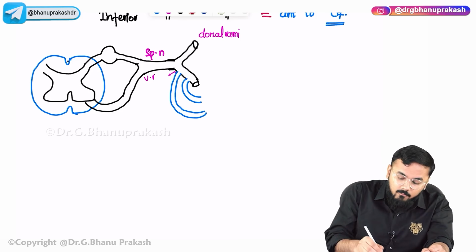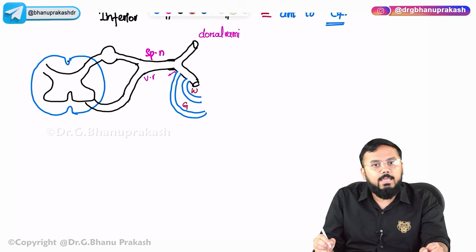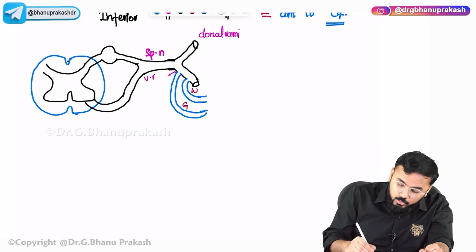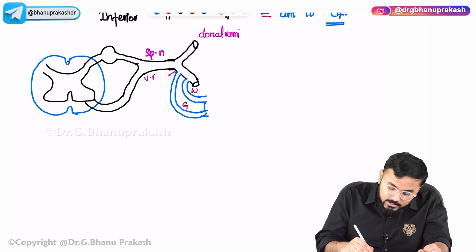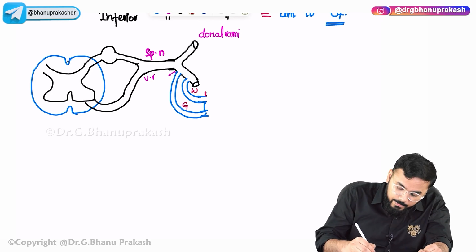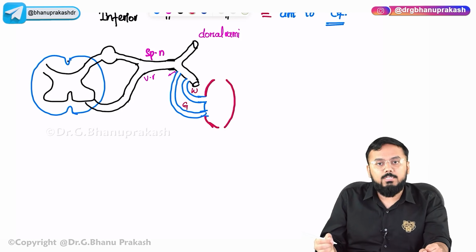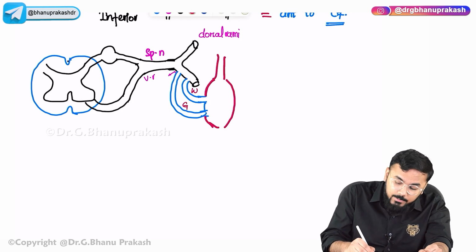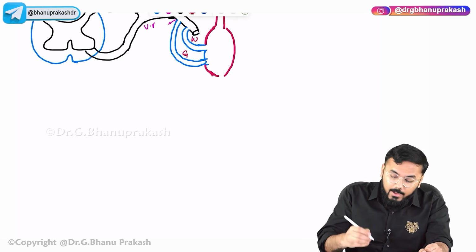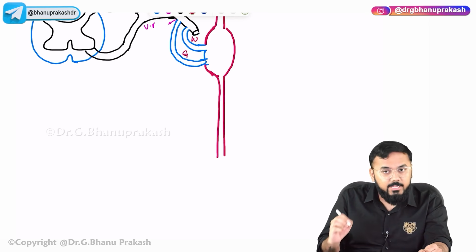One branch over here is called your white ramus, another one is called your gray ramus. Now, where are this white ramus and gray ramus attached? They are attached to the respective ganglion like this. What is this ganglion? This is a sympathetic ganglion. So, this is one sympathetic ganglion. Now, this sympathetic ganglion has a chain like this.